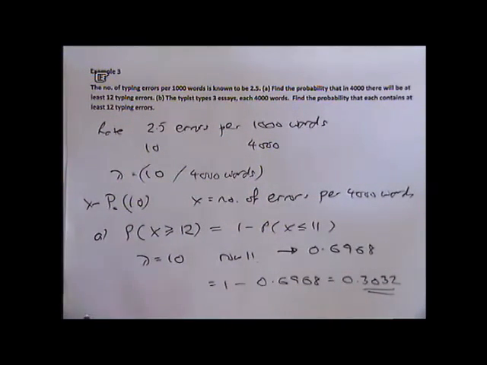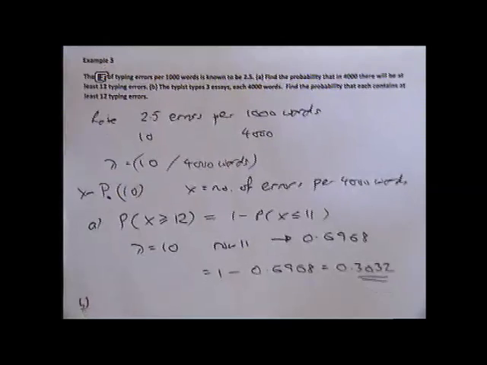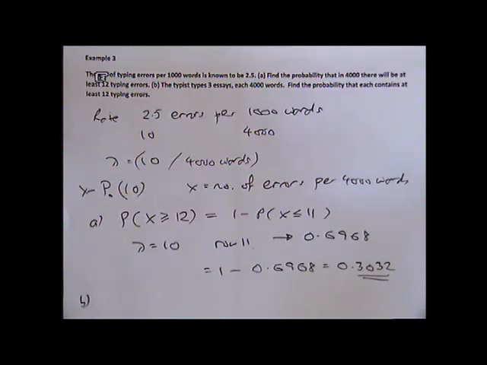Okay, so that was part A. Part B, the typist types 3 essays, each 4,000 words. Now that links in with what we've done in part A. So how do we do part B?